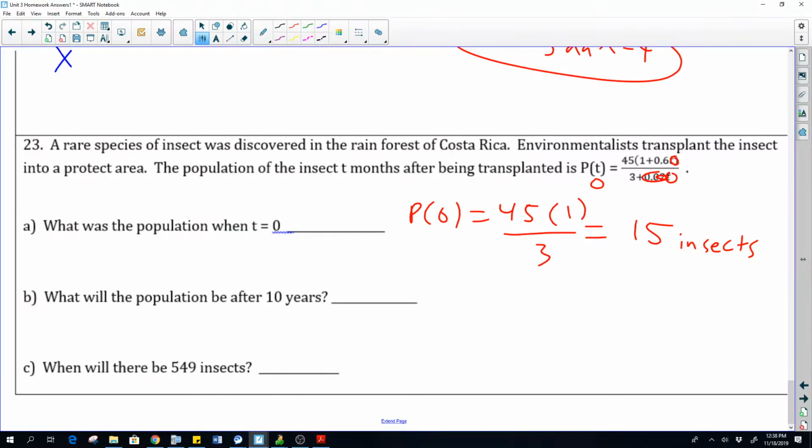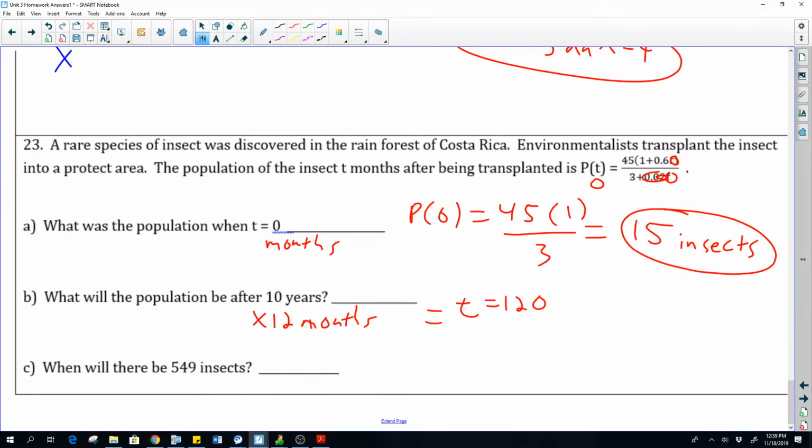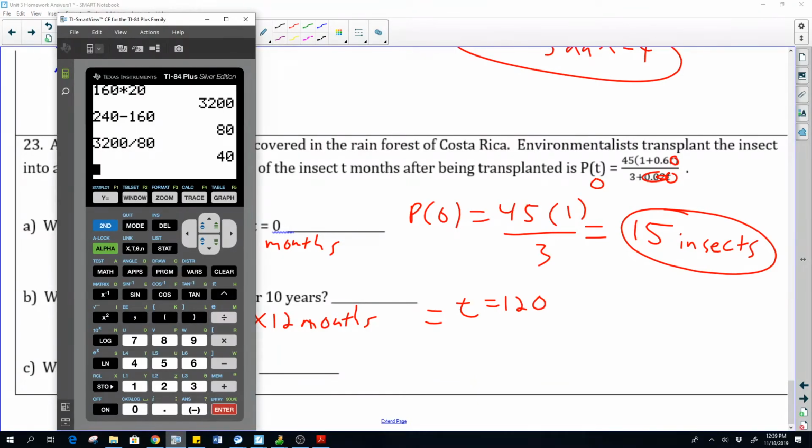Let's go. So that's per month. The next question says, what about 10 years? This was talking about t equals 0 months, where our initial is 15. But now, after 10 years, we have to do some multiplying. 10 years times 12 months gives us 120, so t equals 120. Wow. I'm going to use my calculator for this. You guys probably should too on the test. So we're going to go ahead and plug that in.